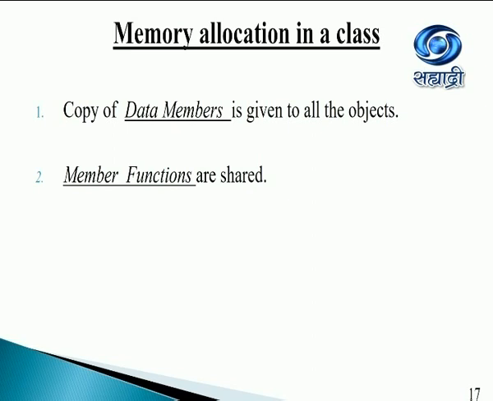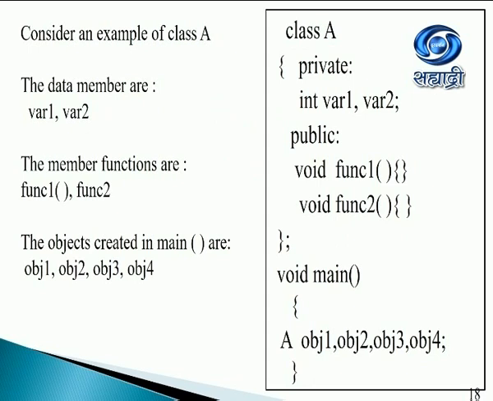What happens to member functions? Member functions are shared. I've taken a small example here, trying to explain this. Class A, of course, #includes on the top as they always are. Class A is a class, and I have 2 variables here, var1 and var2. Function 1 and function 2 are 2 functions. I've given no body to the functions, no definition, just using them to explain. In void main, I have created 4 objects of class A. So I've written A, obj1, obj2, obj3 and obj4.